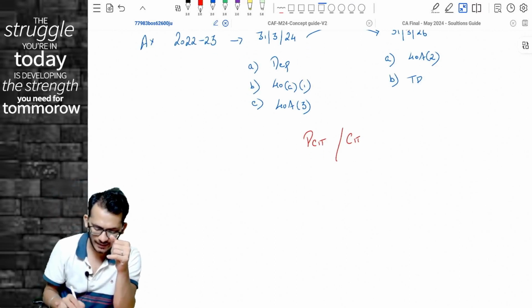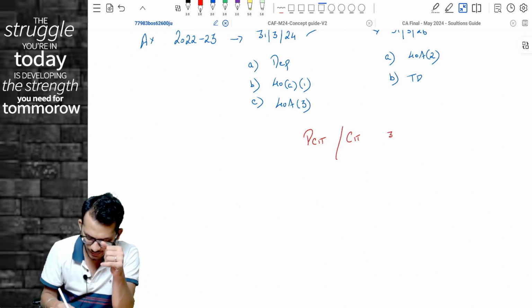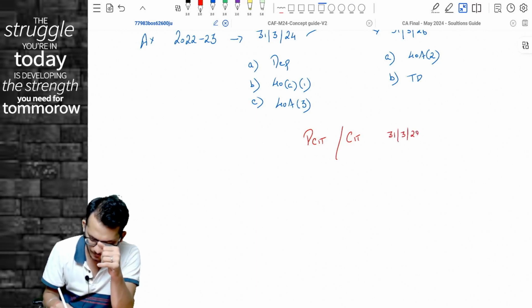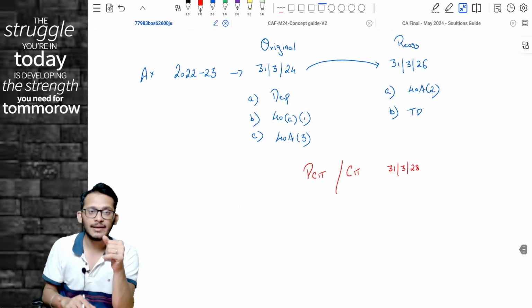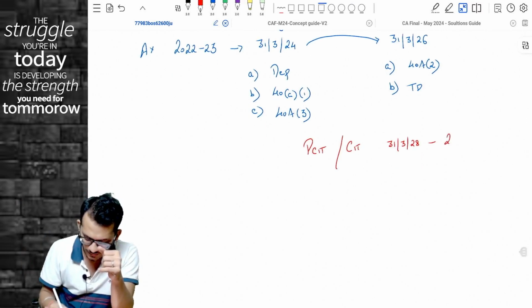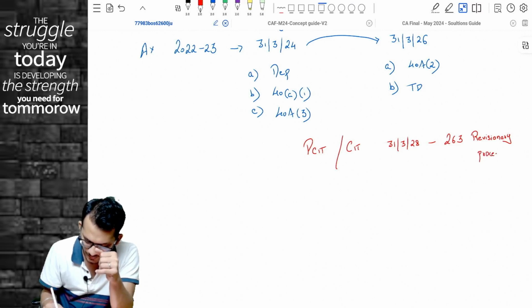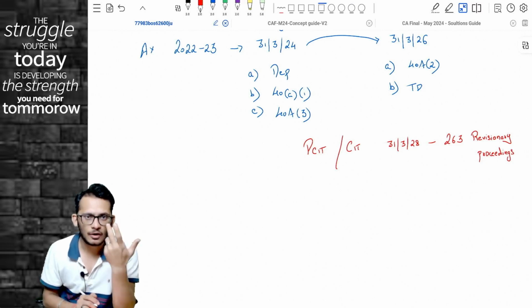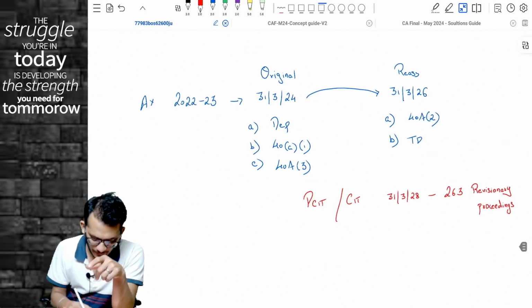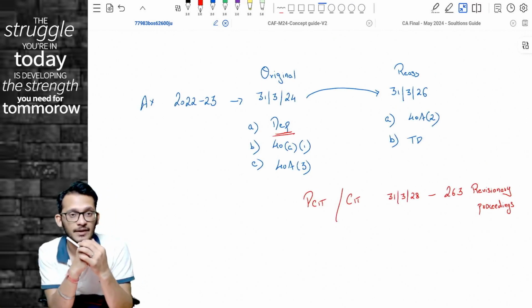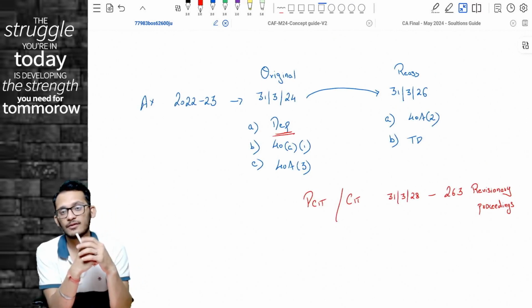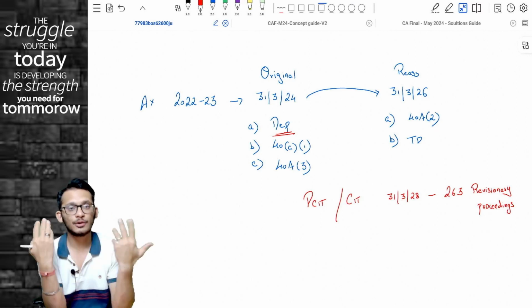Therefore, the PCIT or the CIT proposed that on 31st March 2028, he will launch what is called 263 revisionary proceedings. Now, during the course of revisionary proceedings, the CIT informed that he is launching this for the depreciation disallowance which was made in the original assessment, because he feels that the assessing officer has only disallowed, for example, 10 crores, but should have disallowed 50 crores.